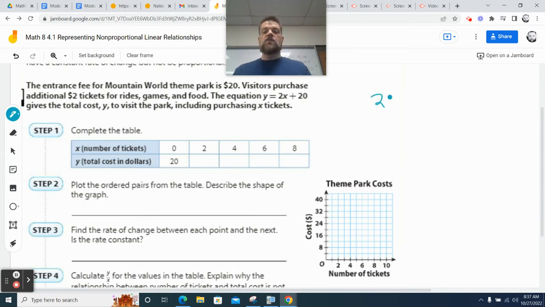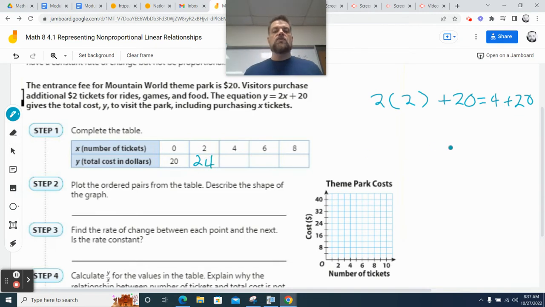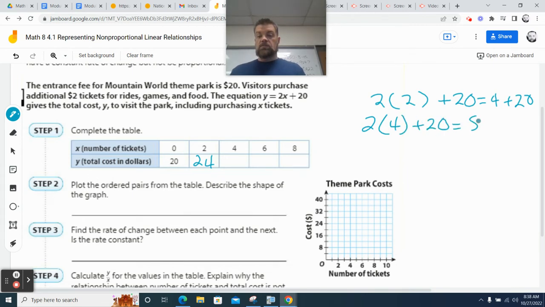I'm going to say 2 times x. In this case, I'm going to plug in 2 times 2 plus 20. What's 2 times 2? 4 plus 20 is what? 24. So when I buy 2 tickets, the total cost is $24. Let's do this again. 2 times 4 plus 20. What's 2 times 4? 8. What's 8 plus 20? 28. 2 times 6 is 12 plus 20.